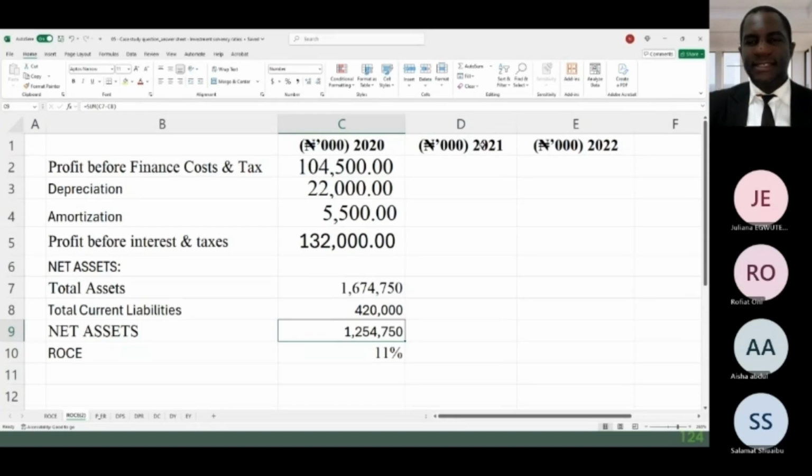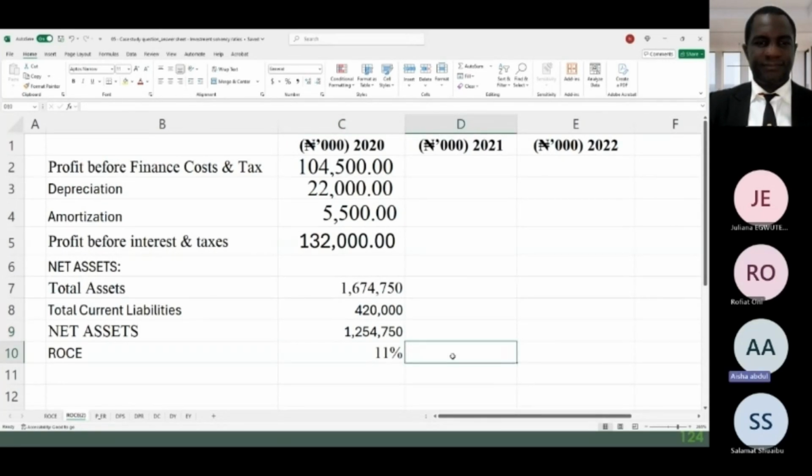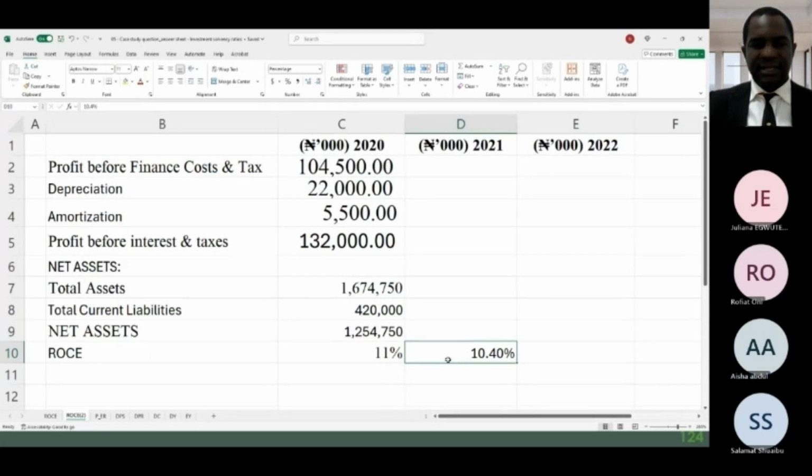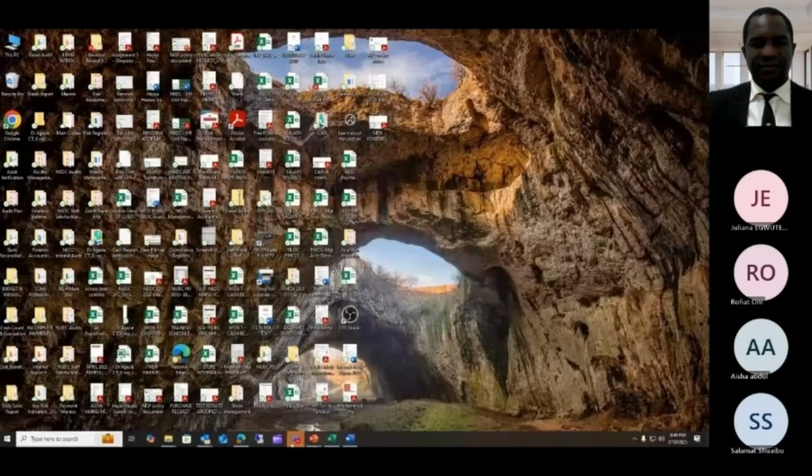So have you gotten the net assets for 2021? The answer? For the net assets I got 10.4%. Okay, 10.4% for 2021. Okay, so let's stop there. So Julie, what do we have? Any other person has a different figure?